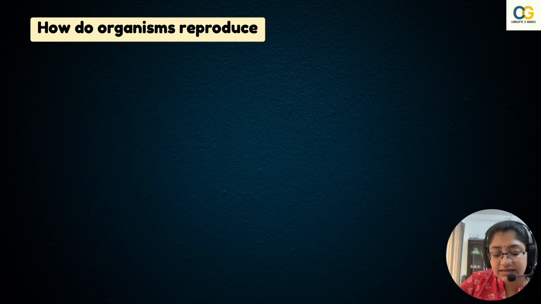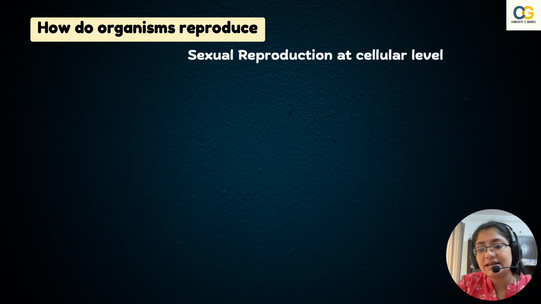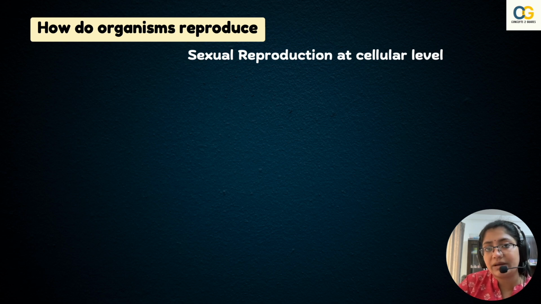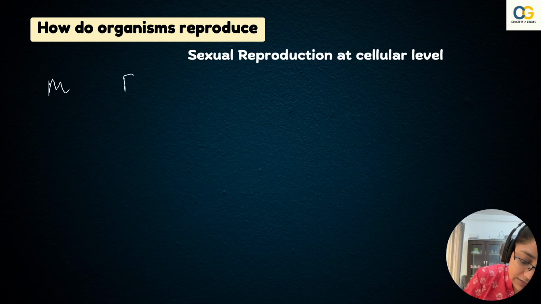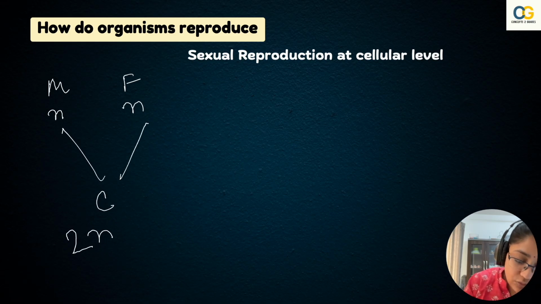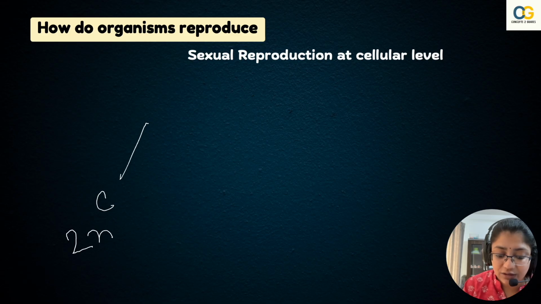Now coming to sexual reproduction. How does it happen at a cellular level? We saw that it involves two parents. If it involves two parents, how do you manage the number of chromosomes at the end? Let's say there is a mother and a father, the mother has n chromosomes, the father has n chromosomes, and the child will function only if it has n chromosomes. But if you mix the two, if you get 2n chromosomes, how will the child function? So this is the answer to the question: how is the stability of DNA maintained in sexual reproduction?